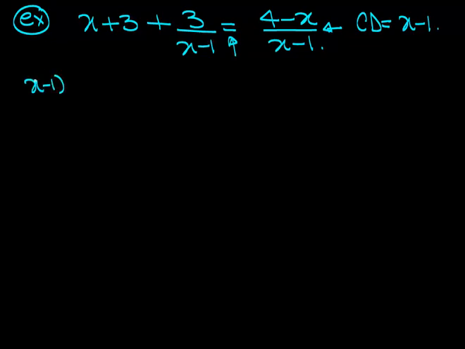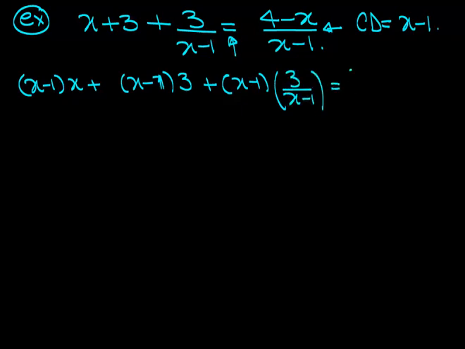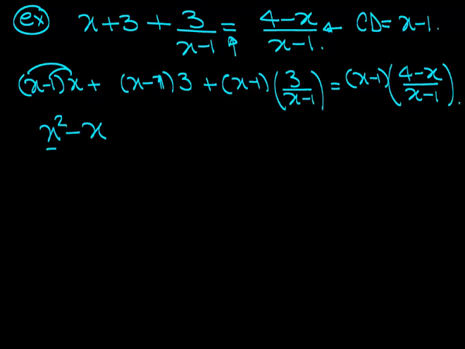So you take x minus 1 times x plus x minus 1 times 3 over x minus 1 is equal to x minus 1 times 4 minus x over x minus 1. So we're multiplying everything by the common denominator, just like we've done many times before. Over here we distribute since nothing cancels, so we get x squared minus x. So that makes it quadratic, degree 2, so that's good. Out here we distribute the 3, so we get 3x minus 3, plus out here this will cancel, so we just get a 3.